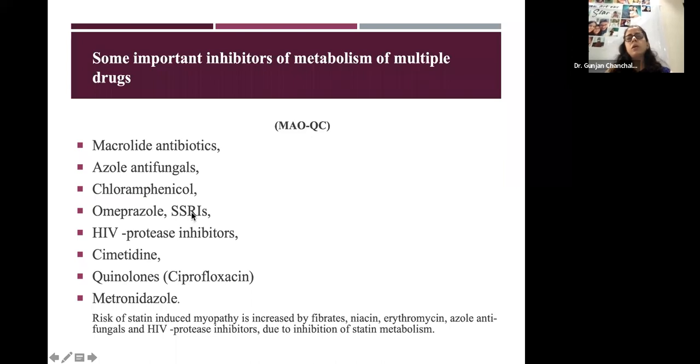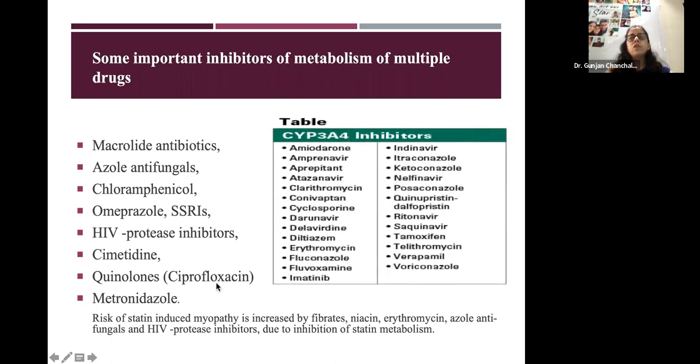Okay, so for example, if the person is getting a statin, the statin metabolism is inhibited by erythromycin or azithromycin. So when we give a statin, if I am not taking care of this inhibition that is there, and somebody co-administers erythromycin to this patient, the complication, statin-induced myopathy, the toxicity of the statin, will increase. Okay.